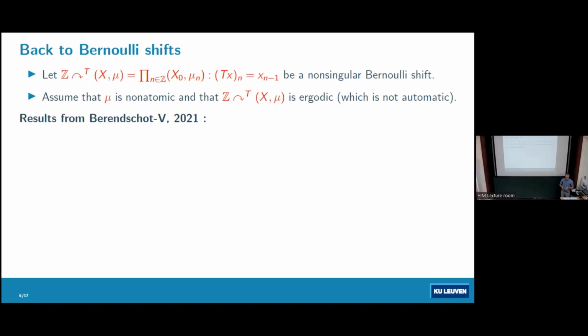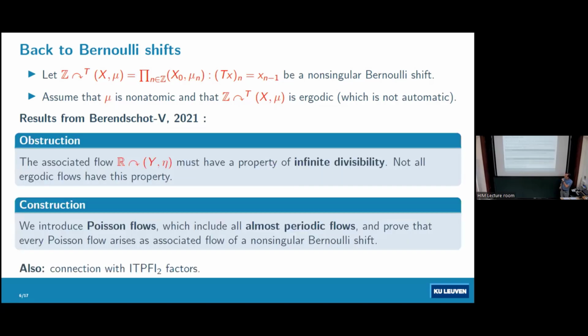So what happens in this case? Actually, the two things that Tey Berendschot and myself proved can be summarized as an obstruction result and a construction result.